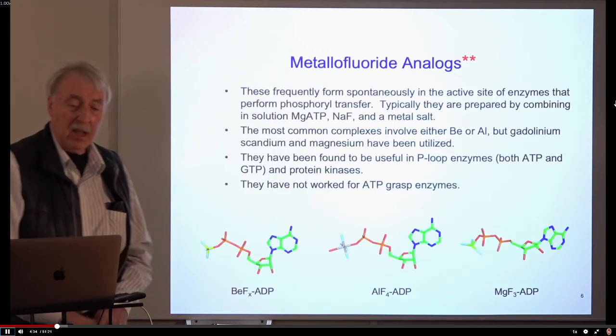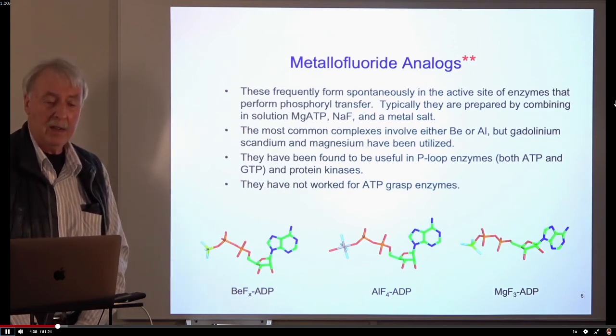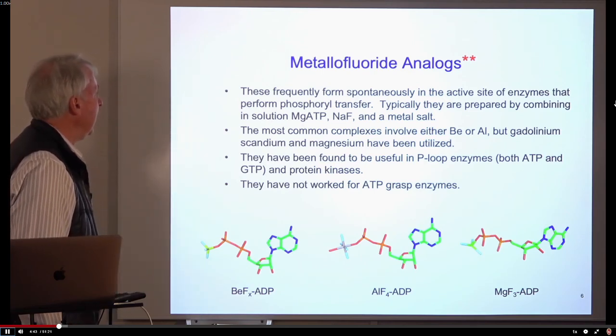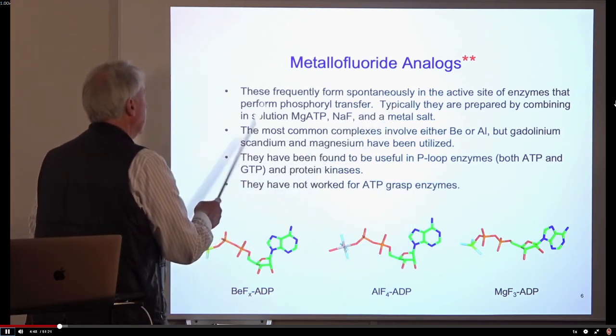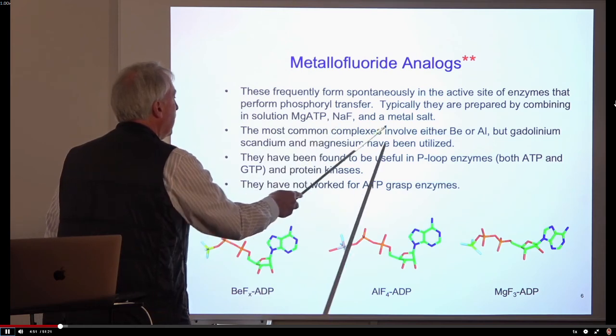The next class I'd like to talk about, and these are now very commonly used, are the metallofluoride type analogs. And these, as I mentioned, form spontaneously in the active site. Typically, they're prepared by combining in solution your enzyme with magnesium ATP, sodium fluoride, and a metal salt.